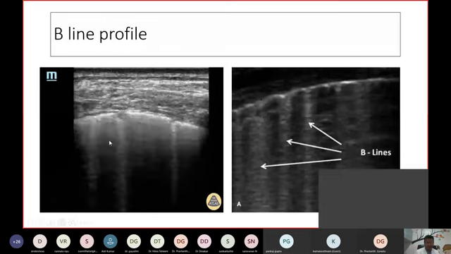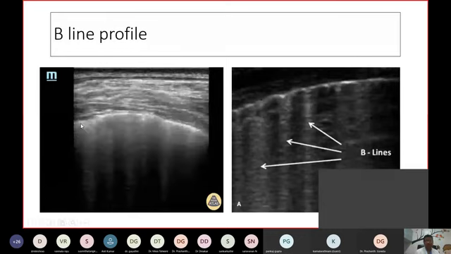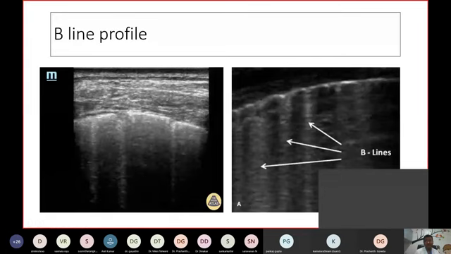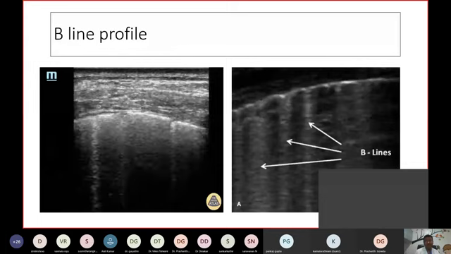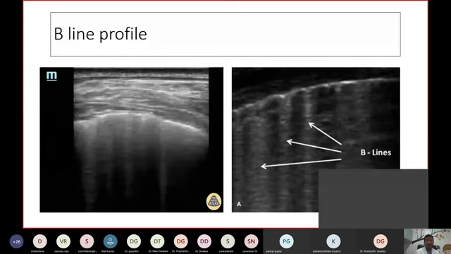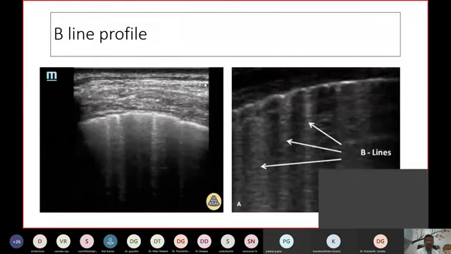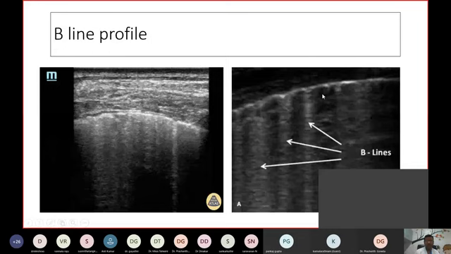So basically, B profile means what? You will have a lot of B lines, and there will be a lung sliding present. So and there will be a normal pleura. So that is a B profile where you have a lung sliding along with B line. That is what you will see in moderate cases of transient tachypnea. Here again you can see in a static image a lot of B lines, but you can distinguish them separately. So you will see it in moderate cases.